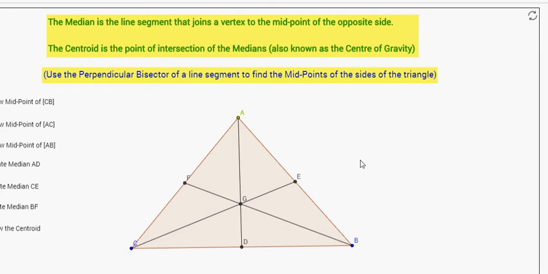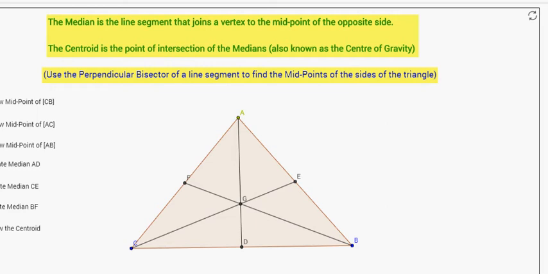Okay, so that's really it. You do the same with the other two sides. Well, you really only have to do two sides, and where the two medians intersect, that's your centroid. You can do the third one if you like, just to be sure that you haven't done anything wrong with the other two. That's it really. That's your centroid.